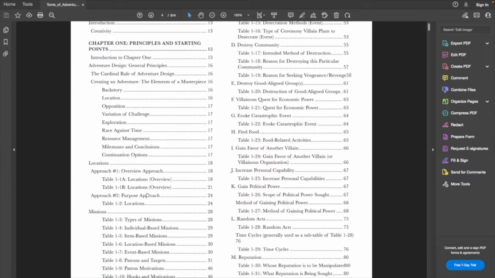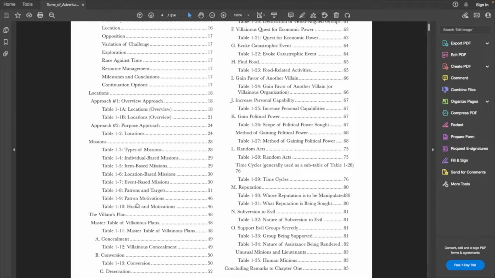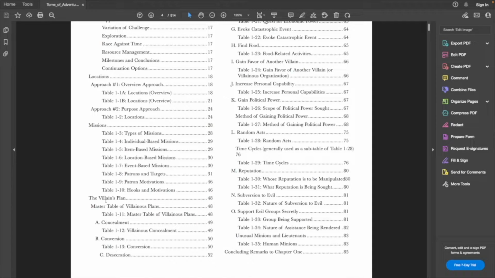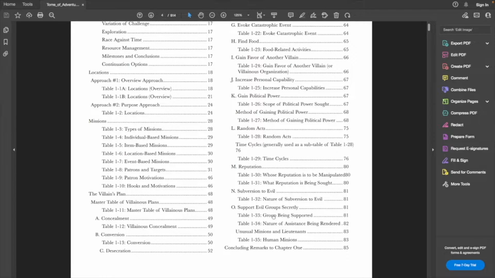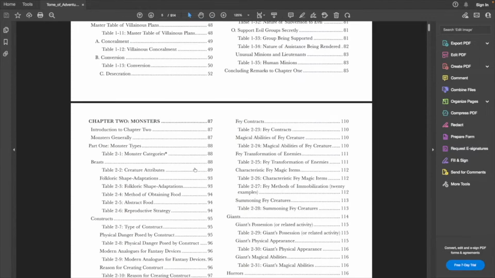Then he talks about a couple different approaches. You have this overview approach, and then you have a purpose approach, and then you get into the different types of missions. And then he goes into the villain's plan, and he has a bunch of A through O different kinds of villain plans and tables for each of those. And then that's chapter 1, all chapter 1 principles and starting points. Then we go on to chapter 2, monsters.